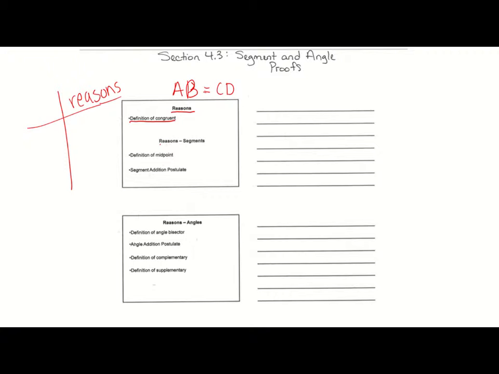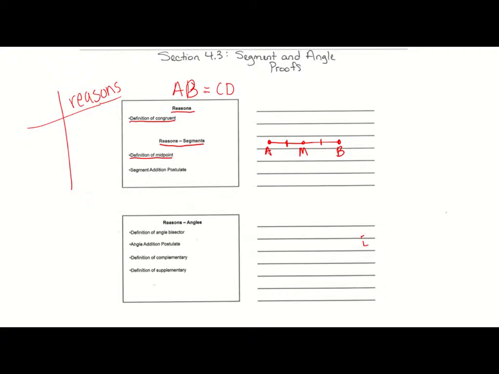Some of the reasons for our segments might be the definition of midpoint. So remember, if we have a segment here, and they tell me that point M here is my midpoint, that means that our two sides, AM and BM, are equal, and we know that because it's a definition of midpoint. M in the middle means those two sides are the same.